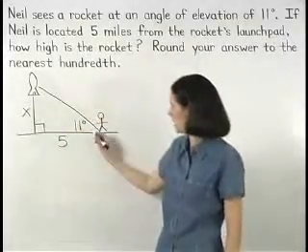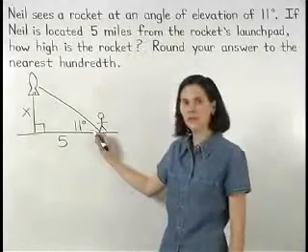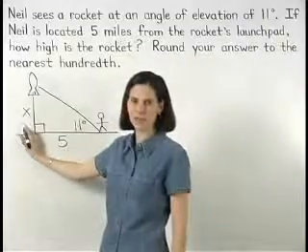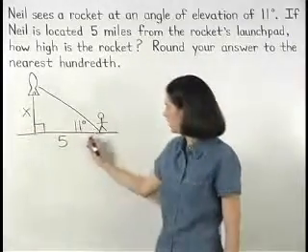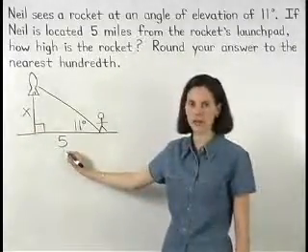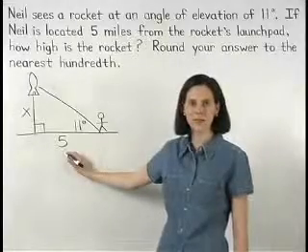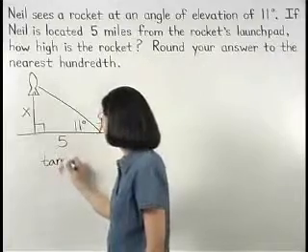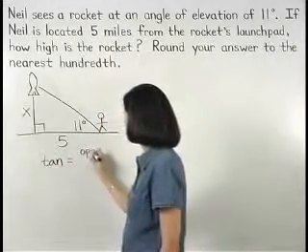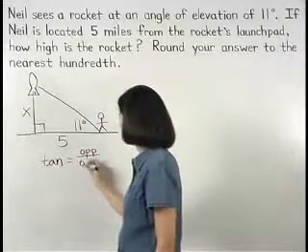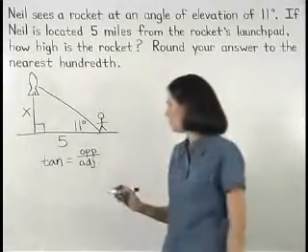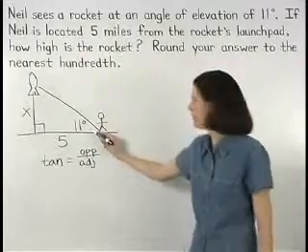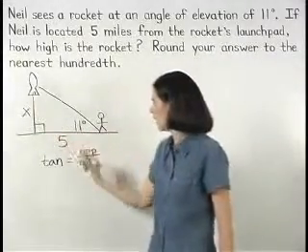So, using the 11-degree angle, we're given that the side opposite the 11-degree angle has a length of x, and the side adjacent to the 11-degree angle has a length of 5. And remember that tangent equals opposite over adjacent. So we can set up the equation, the tangent of 11 degrees equals x over 5.